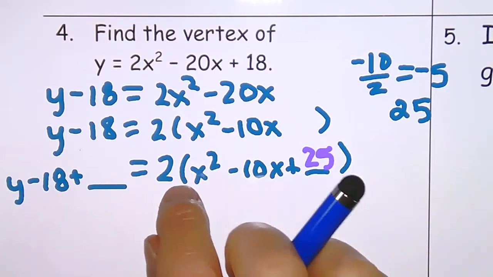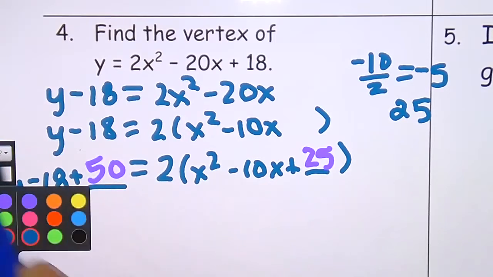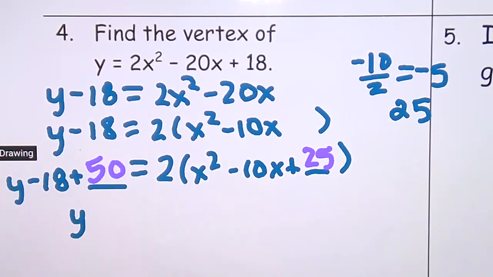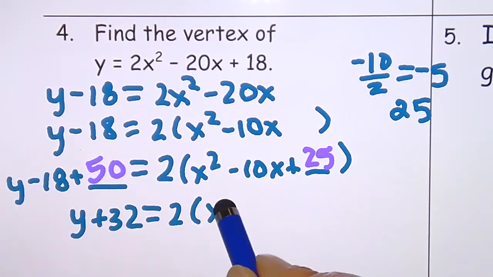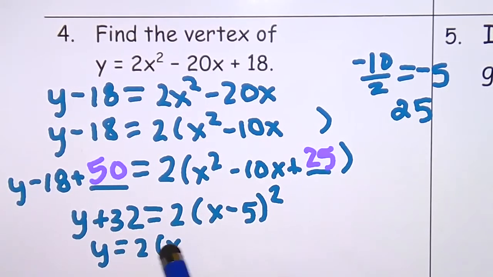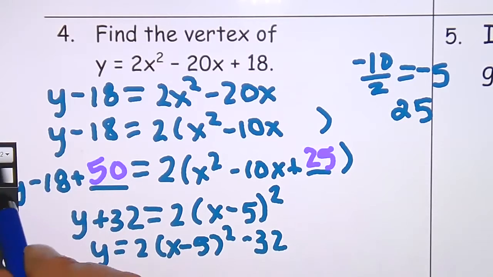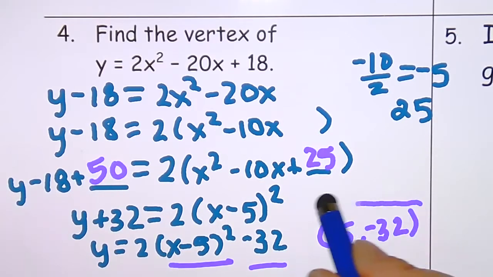25 times 2, though, is really what's over here. So that means I'm going to put 50 on this side. And so now I have y. And here when I do my 50 minus 18, I get a positive 32, is equal to 2 times x minus 5 squared. And when I subtract my 32, I get this equation. Now, when I have my equation in this form, I can identify my vertex. My vertex is going to be, because of this, 5, and because of this, negative 32. And that's your vertex.